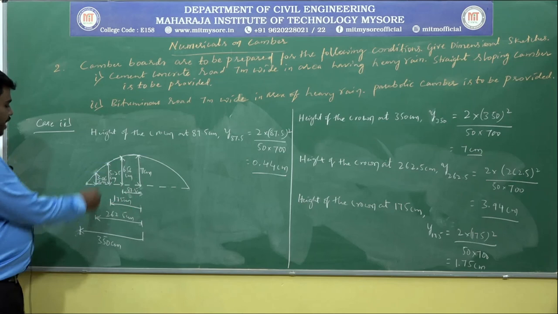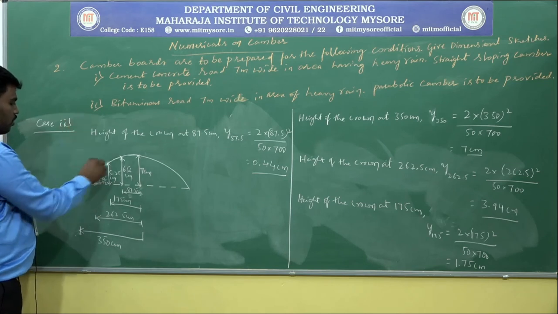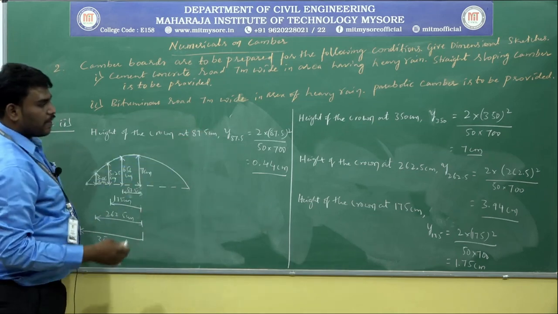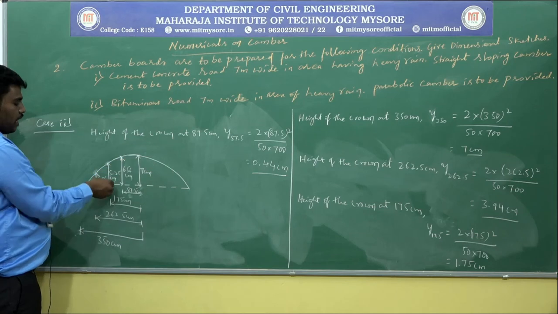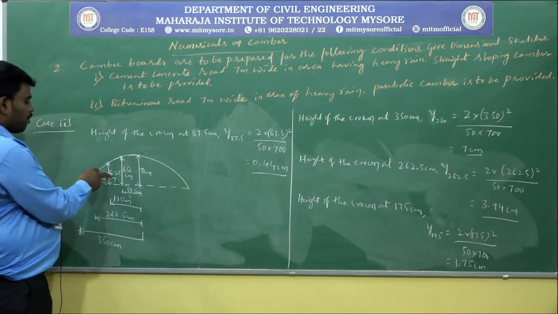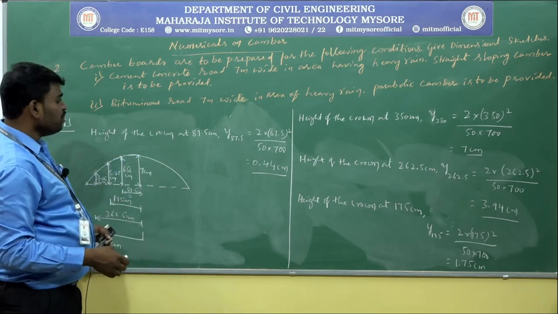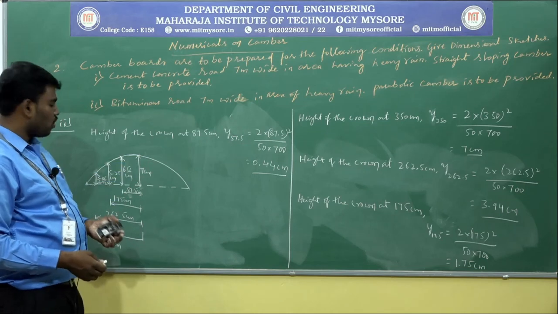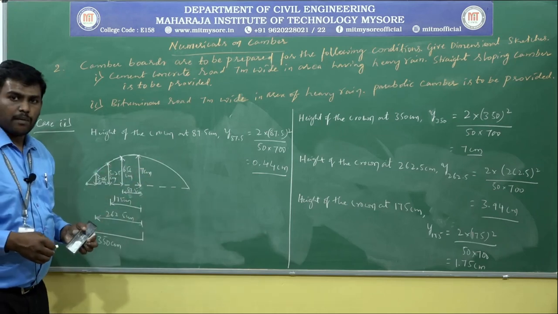Basically, you understood how you get these values, no? At about 350 cm is 7 cm, 7 minus 7, then we get 0 from this to the curved portion. Then at 262.5, it is about 3.94, then 7 minus 3.94, we get 3.06 cm from the width of the pavement to the curved portion. Then at 175 cm, it is 1.75 cm, 7 minus 1.75, we get about 5.25 cm at 175 distance. Then at 87.5 centimeter, it is 0.44 centimeter, 7 minus 0.44, we get about 6.56 centimeter. This is the dimensional sketch for the parabolic camber.